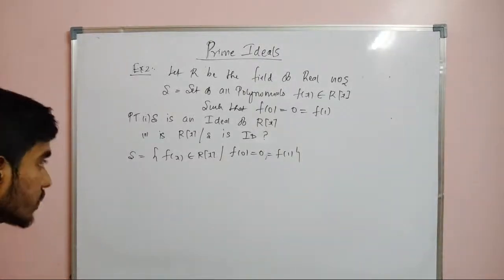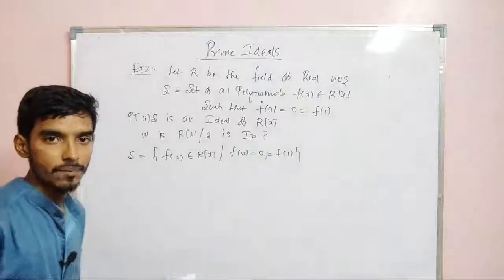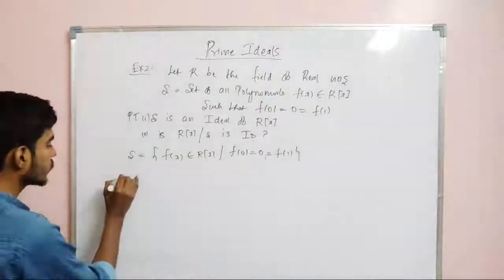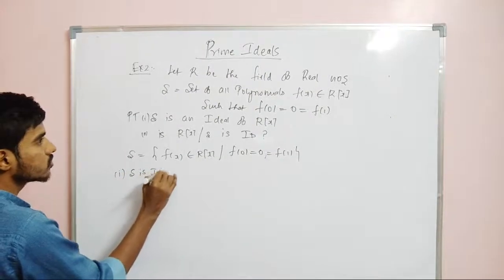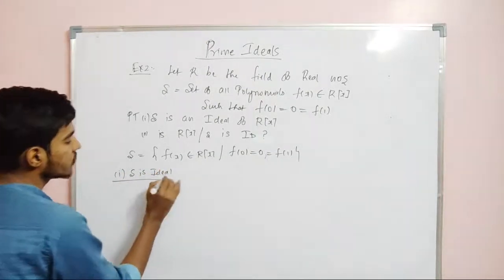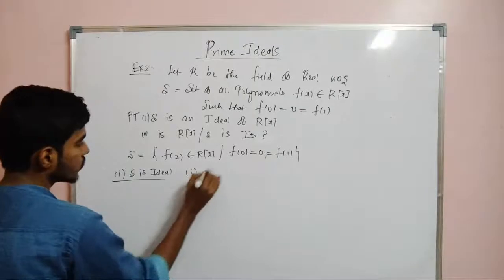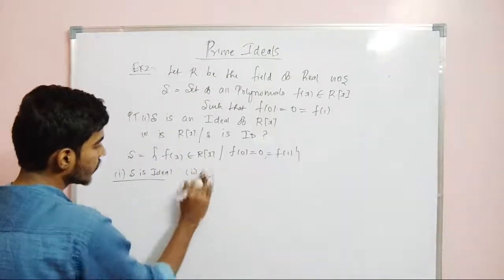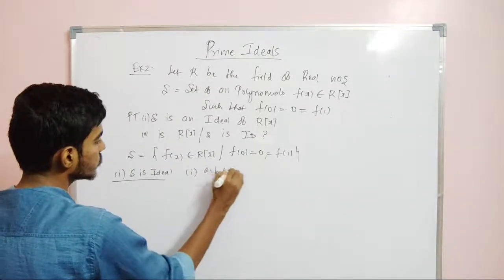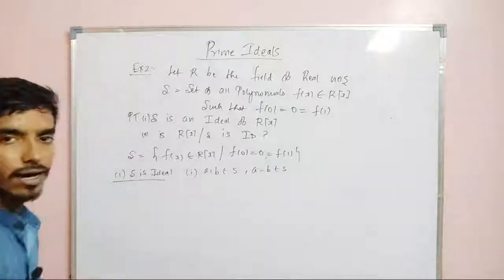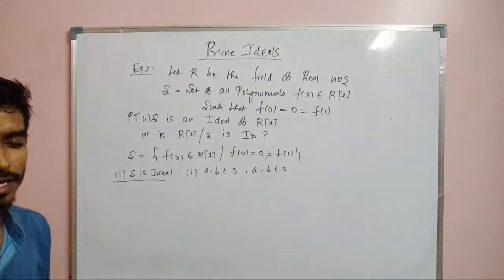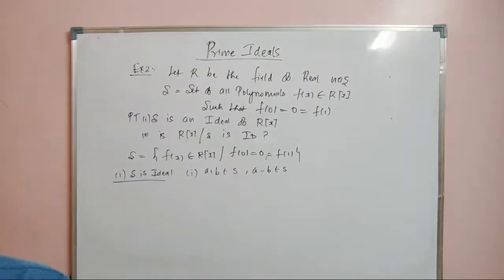Now first we need to check it is an ideal. So we need to show that S is an ideal. For an ideal we need to check 3 conditions. The first is you take two elements a, b belonging to S, then a minus b should be in S, and ar and ra should be in S. That is the condition for left ideal and right ideal.